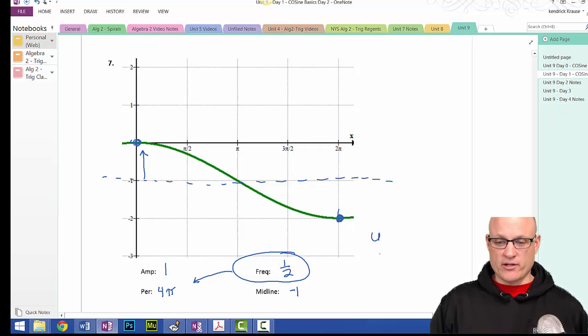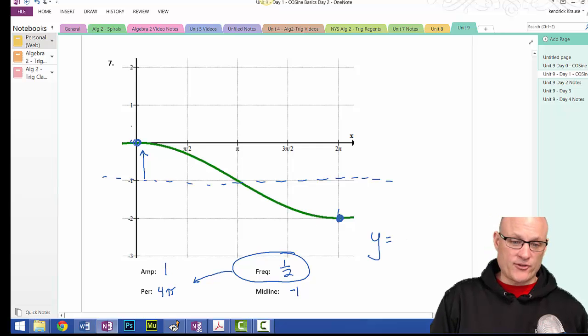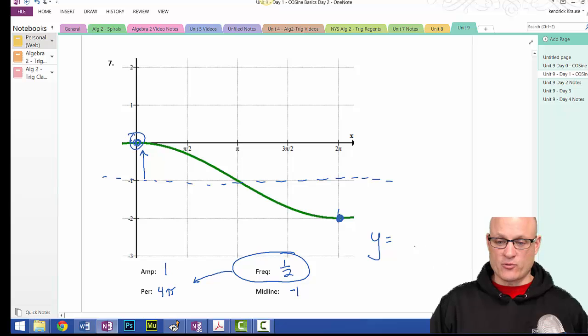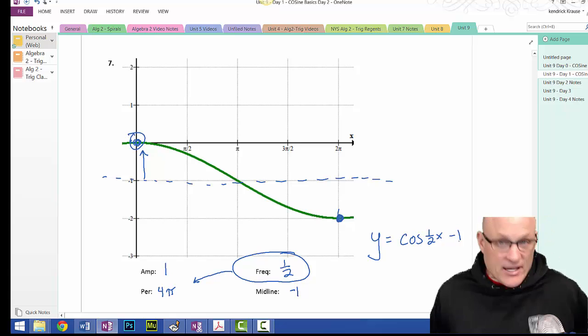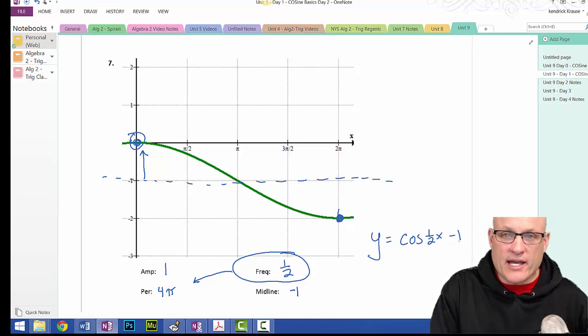And my equation on this one is y equals, my amplitude is 1, so 1, and it starts at a max, so it's positive 1 cosine 1/2 x, the frequency, and it moves down 1, -1. And that, my friends, is the basics of graphing a cosine curve.